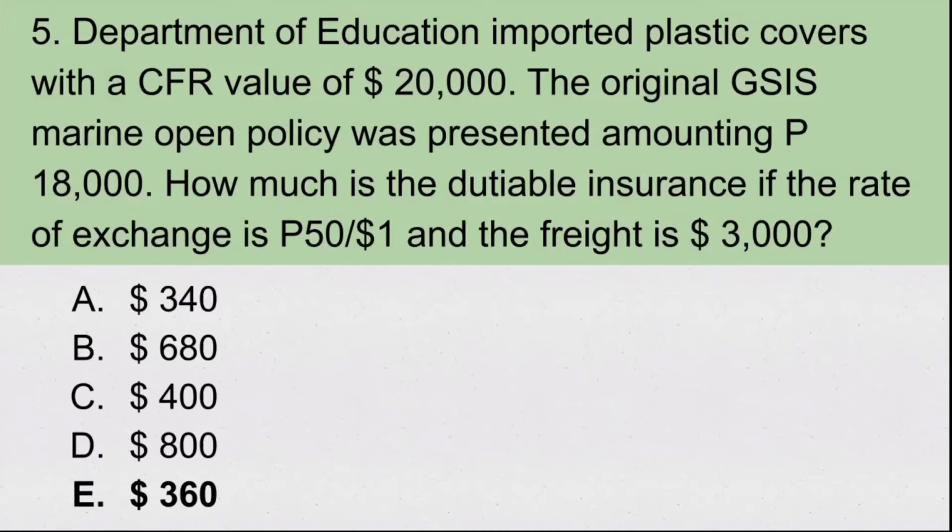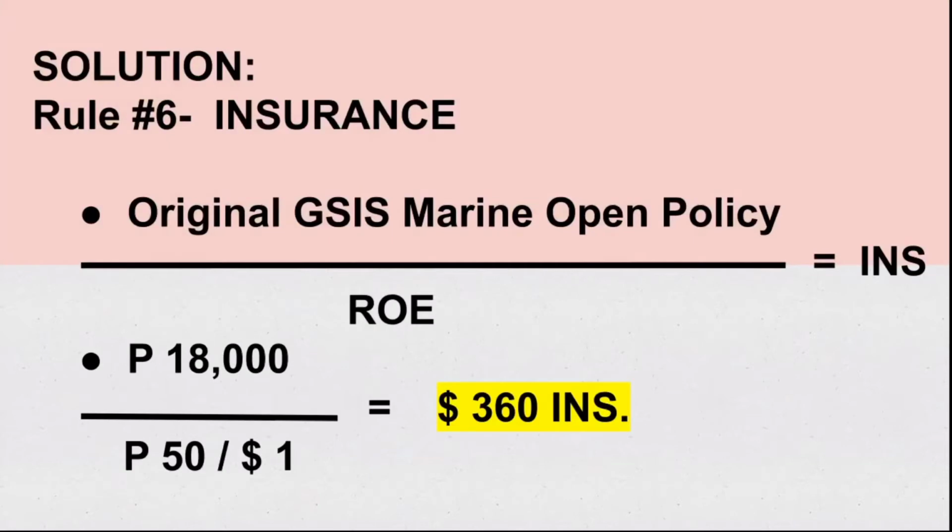So here's the solution of this problem. According to rule number 6, insurance, we have here the original GSIS Marine Open Policy. I-divide natin sa rate of exchange to get the insurance. Ang atong original GSIS Marine Open Policy kay natay 18,000 pesos. I-divide nato sa rate of exchange natay rate of exchange nga 50 pesos or $1. We have the dutiable insurance nga $360, and that's our answer of this problem.